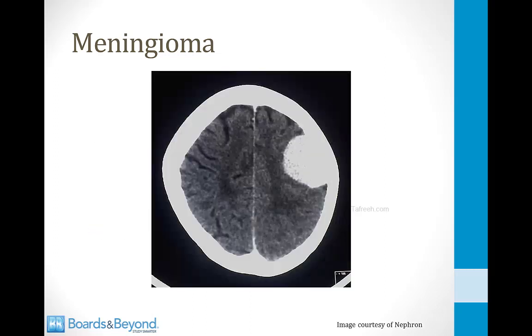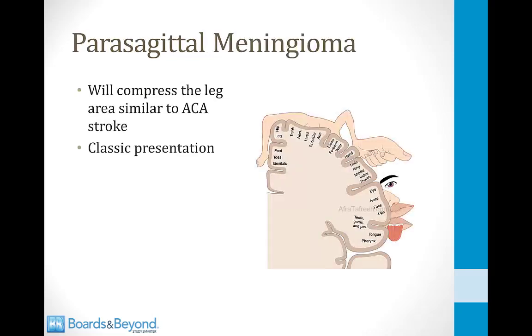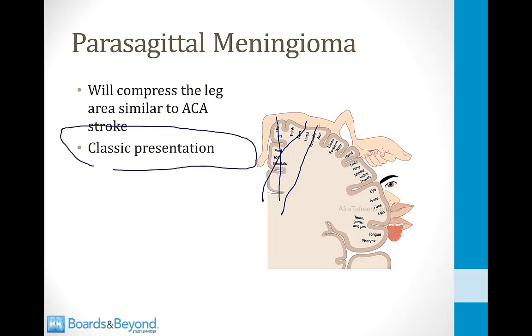And this is a CT scan of a patient with a meningioma, and the characteristics that you need to recognize are that it's on the outside pushing its way in, and you don't see little fingers of growth diving into the cortex because this is extra-axial. One thing they like you to know for your boards is that sometimes these tumors will grow parasagittally, and that means they'll compress this area of the homunculus right here, and this will give leg symptoms similar to an anterior cerebral artery stroke, and this is one of the classic presentations for a meningioma.